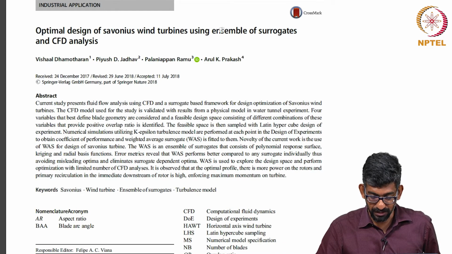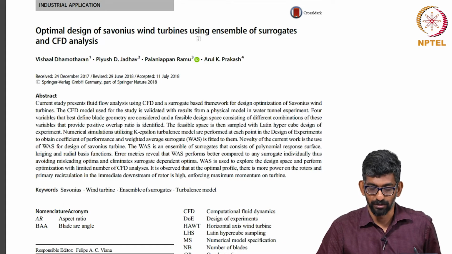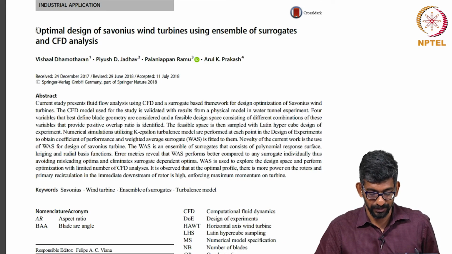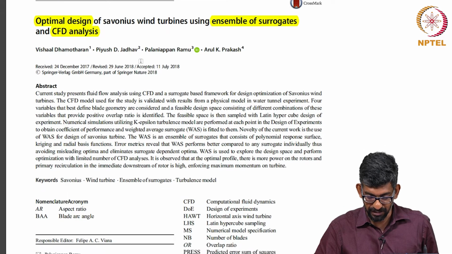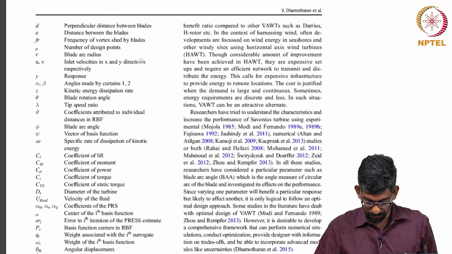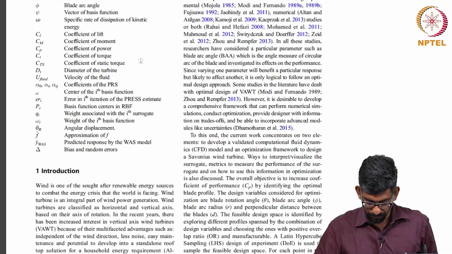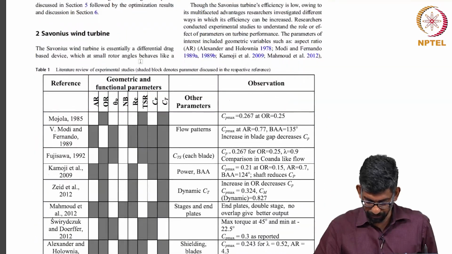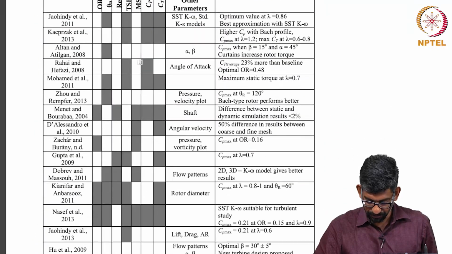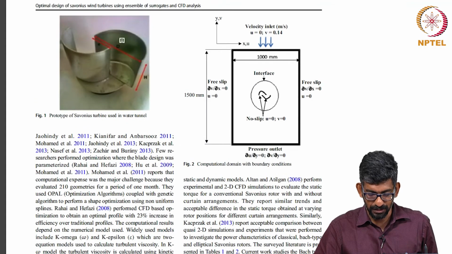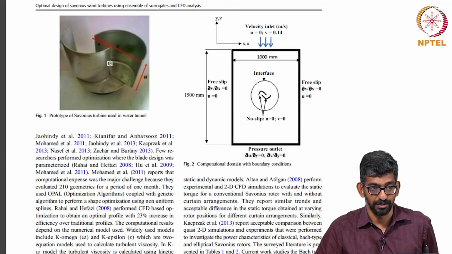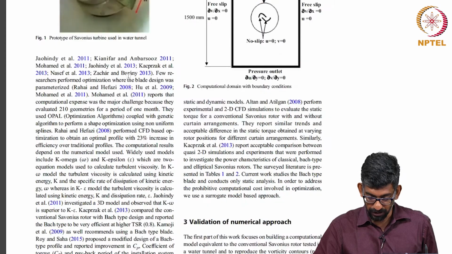We are trying to design a Savonius wind turbine. Do not worry about what a Savonius wind turbine is, it is a vertical axis wind turbine. We are interested in the optimal design, and the process that we have used is an ensemble of surrogates, and of course, like a finite element analysis, we have also used a CFD analysis. So, all this is about the literature review of the work per se. This is just a basic representation which we put in a water tunnel.